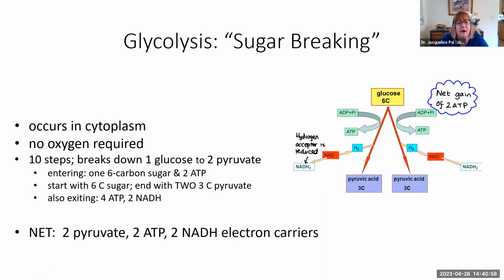Okay, and so the net result at the end of this is sugar and energy go in. Pyruvic acid, 2 of them come out, a net of 2 ATP because 2 had to go in and 4 were made, so you end up with 2. And then the 2 NADH. And all I want to say about NADH right now is that this is a molecule that's an electron carrier.